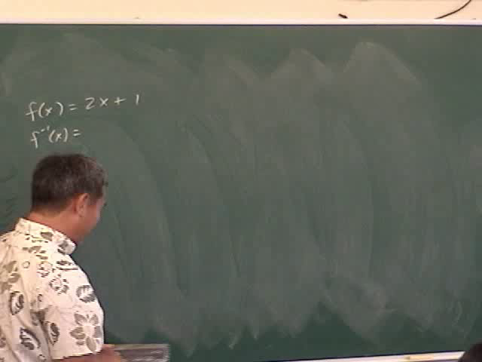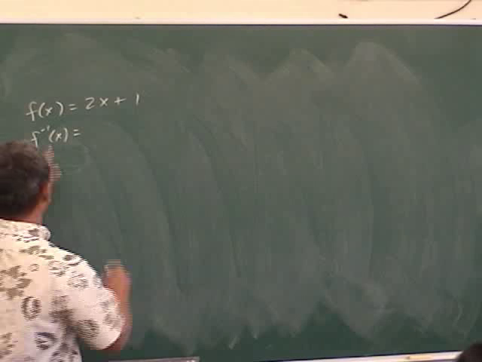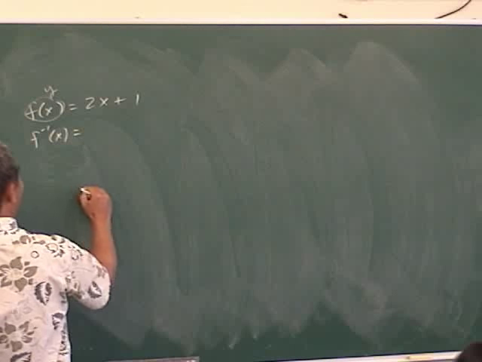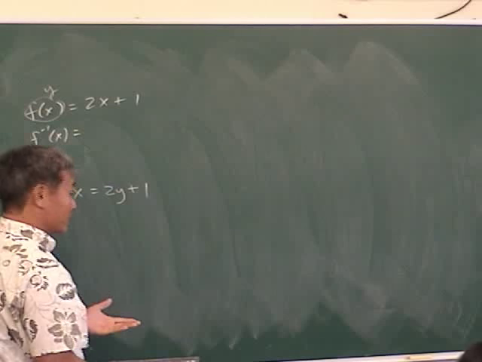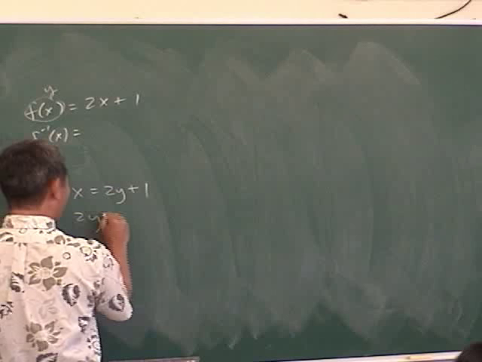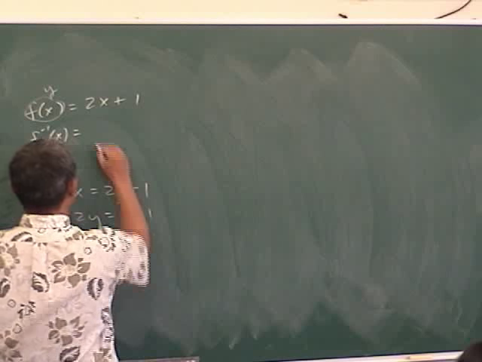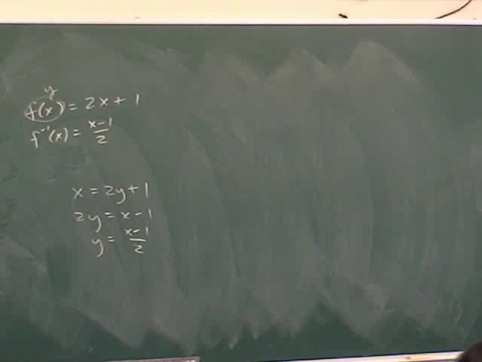Now, how did we learn how to find inverse in Algebra 1 and 2? You switch the x's and y's. So this is like y, so you switch the x's and y's, and you get x equals 2y plus 1. Then you solve for y. So you get 2y equals x minus 1, y equals x minus 1 over 2. That is the inverse. So a lot of tonight's homework, you have to find the inverse.